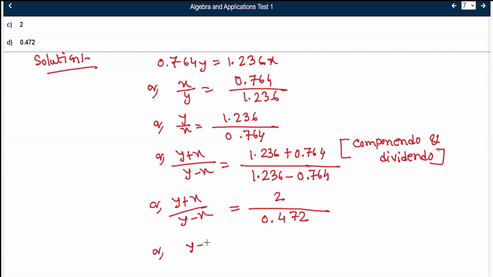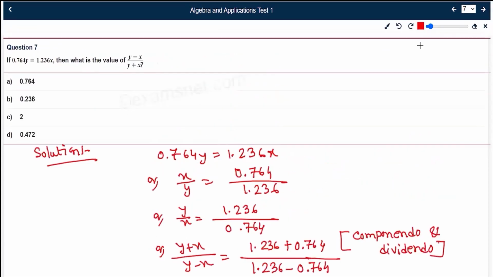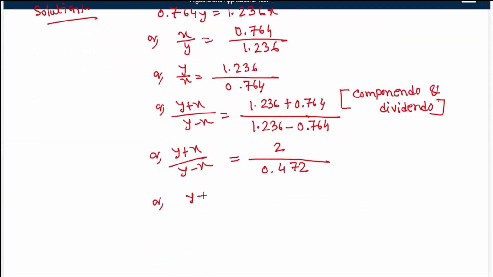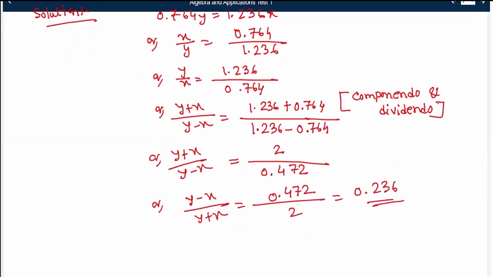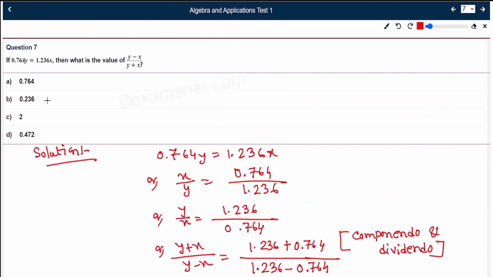And look here, again I would like to find the reciprocal because we are required to find the value of y minus x by y plus x. So y minus x by y plus x equals 0.472 by 2, and that would result in 0.236. So here is the final answer, that is 0.236, correct? Now let's move towards the question number 8.